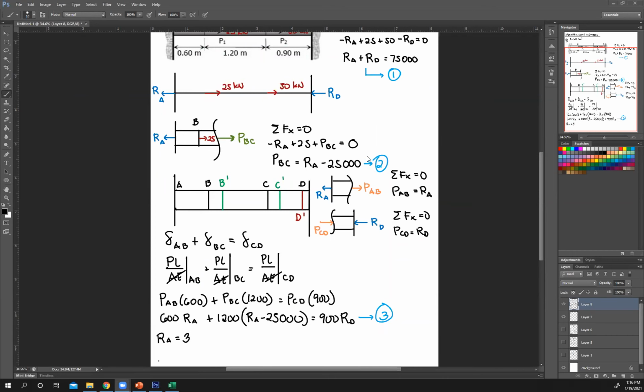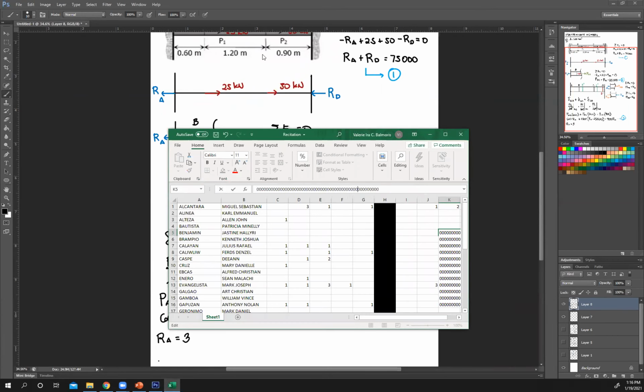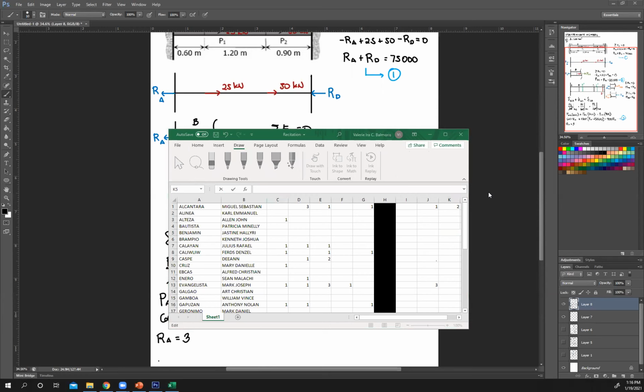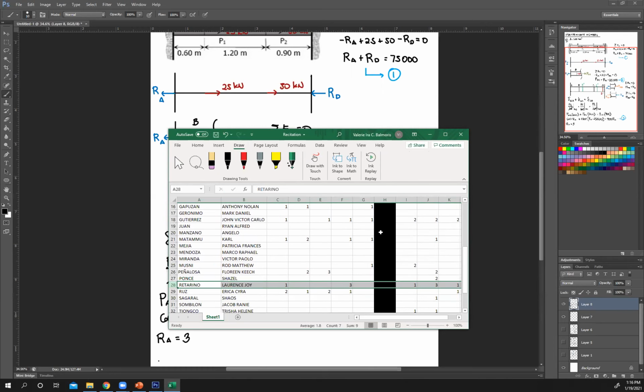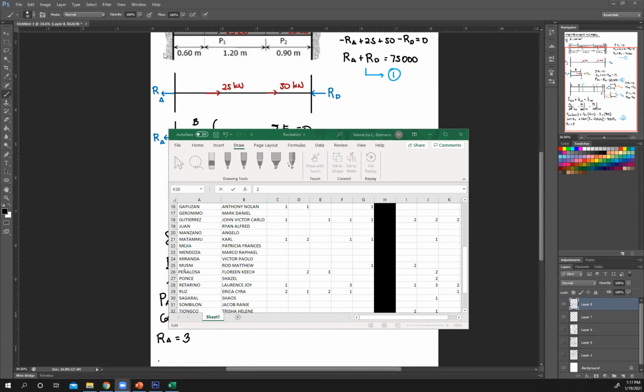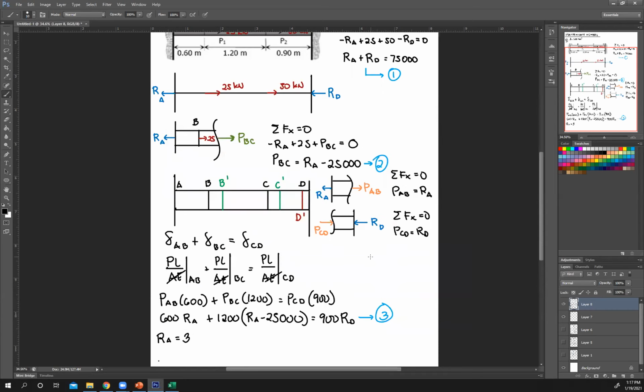Again, correct, Lawrence. 36.11 kilonewtons. Okay, this is all in newtons na ako. 36,111.11 newtons.